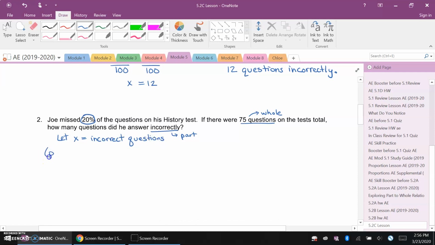So we are going to let X equal incorrect questions. And then the part that you guys love, you've been great at since Module 1, we've got part to whole. So for our word ratio, on this one, again, we're going to use incorrect to total. It's not always going to say incorrect to total, but for right now, that is the situation that we're being given. So if we reread the question, it says there are 75 questions on the test total. So 75 is going to go on the bottom. The X is going to go on the top, and then on the other side of our equation, we're going to have 20%. So we have 20 out of 100.